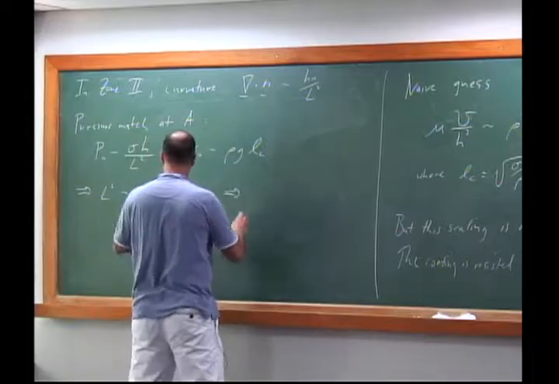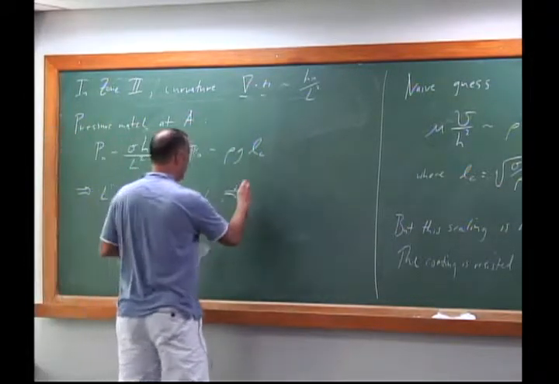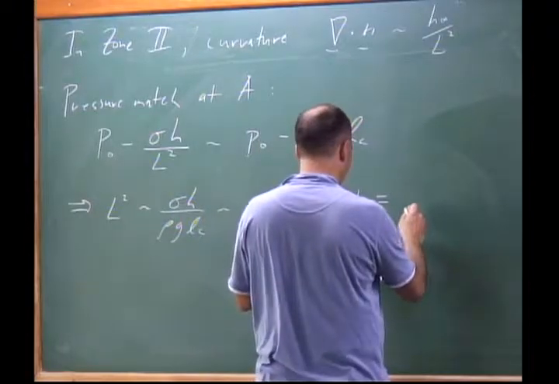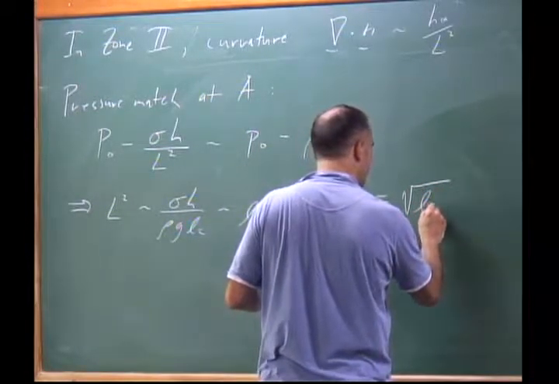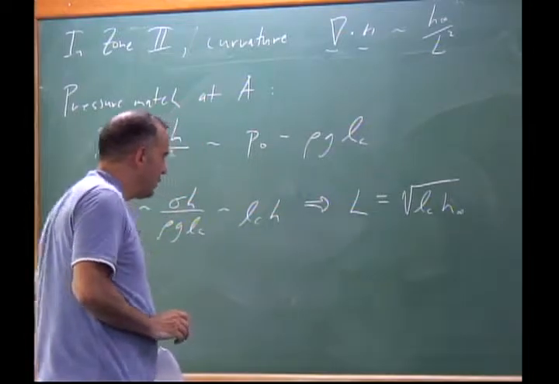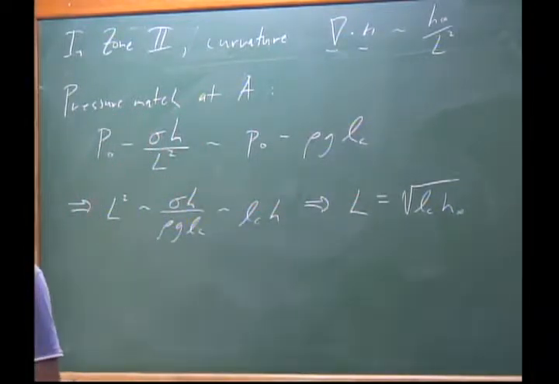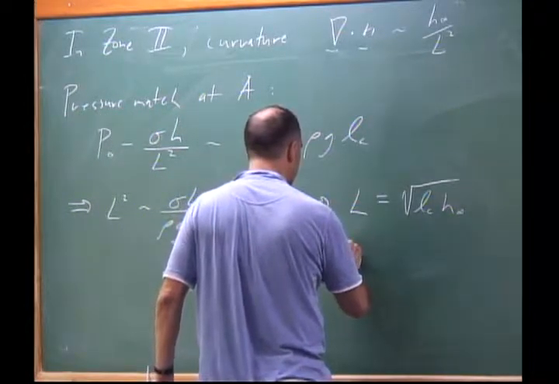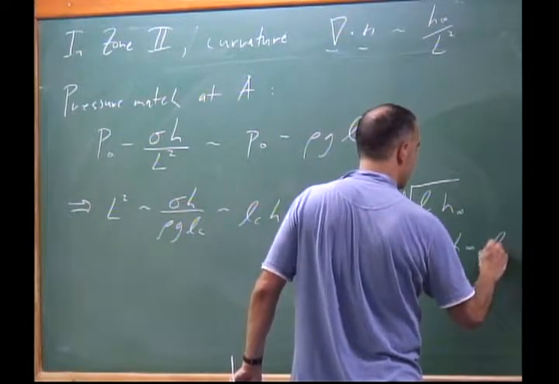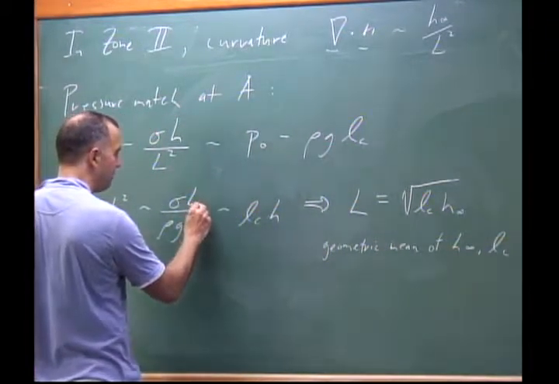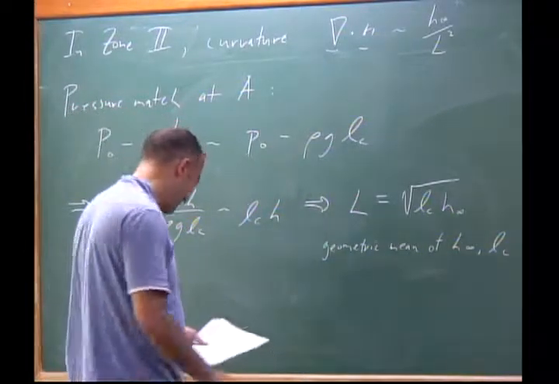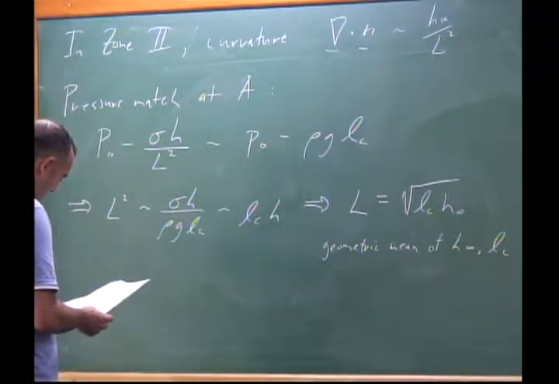Okay, so this tells us basically what L is. So our length L, which is, as we said, slightly arbitrarily defined, has a characteristic order, which is the geometric mean of the capillary length and the thickness, h infinity. So it's somewhere in between the two. I shouldn't have introduced h infinity, so drop the infinity; h infinity is 1.